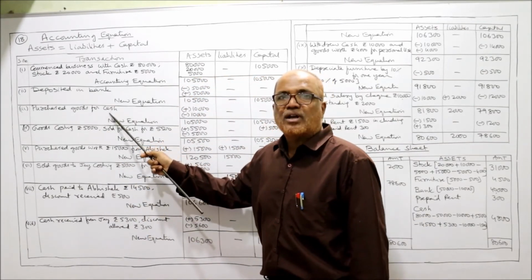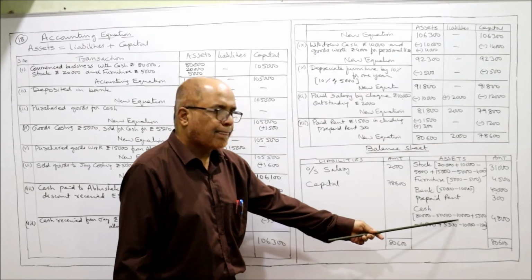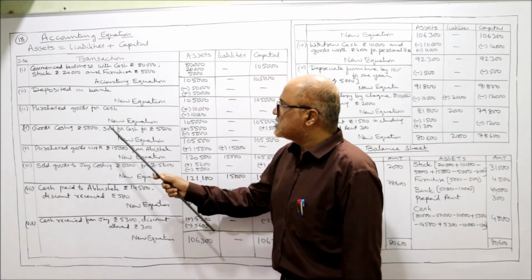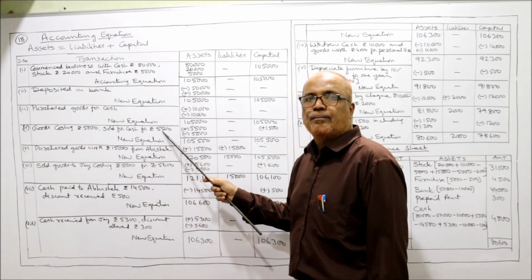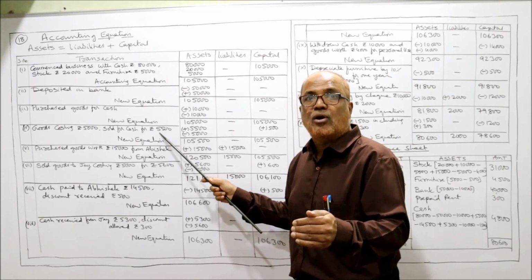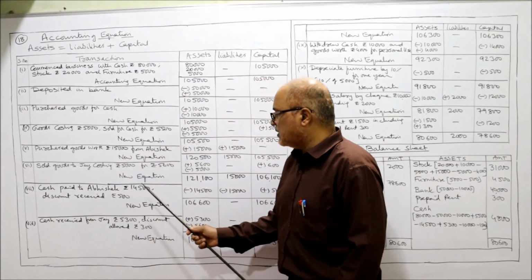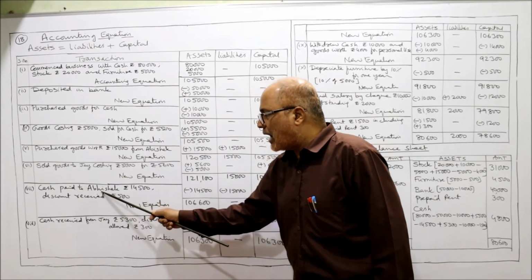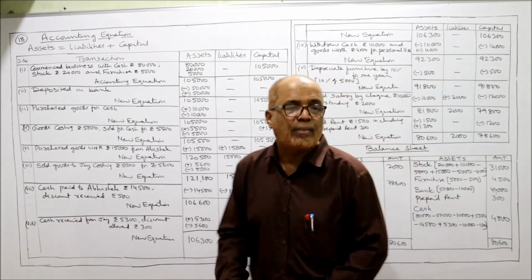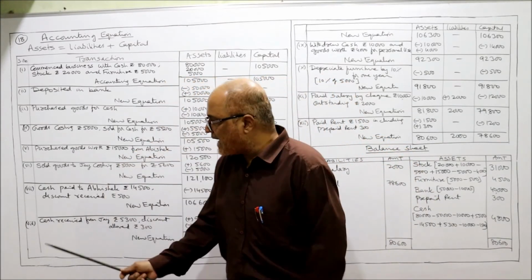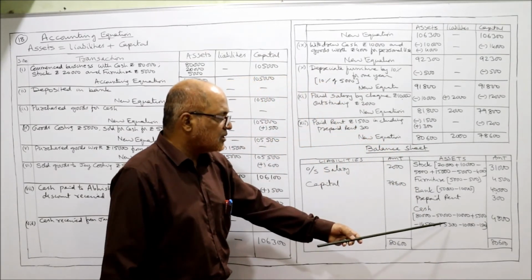Then purchased goods for cash. Cash is going out. How much cash is going out? 10,000. So minus 10,000. Then next one is sold goods. Goods costing 5,000. Sold for cash 5,500. 5,500 rupees cash received on sale of goods. So plus 5,500. Now see here. Cash paid to Abhishek, rupees 14,500. So 14,500 cash paid. So minus 14,500. Plus cash received from J, 5,300 cash received, plus 5,300.